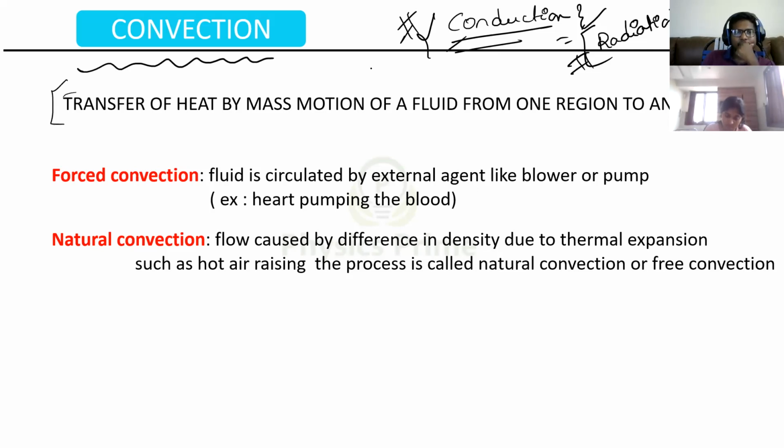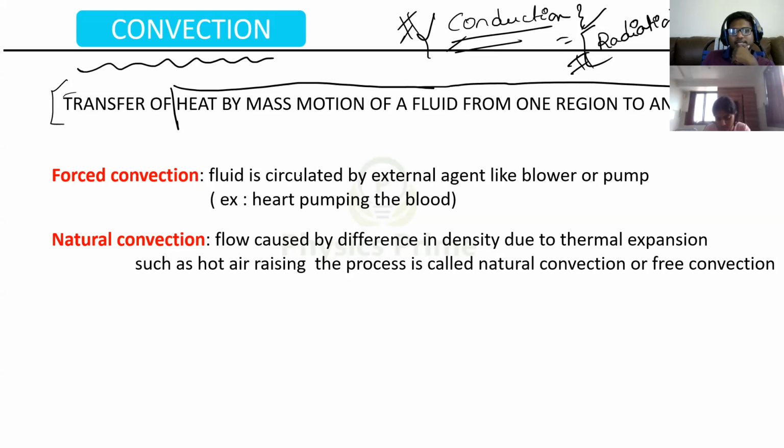Now, coming to convection. In conduction, there is no particle movement. Only the vibrational energy is transferred to the neighboring molecules or particles so that heat can be transferred from one point to another. But in convection, the transfer of heat happens by mass motion. That means mass of a fluid is transferred from one region to another region. So in convection there is actual transfer of medium particles from one point to another.